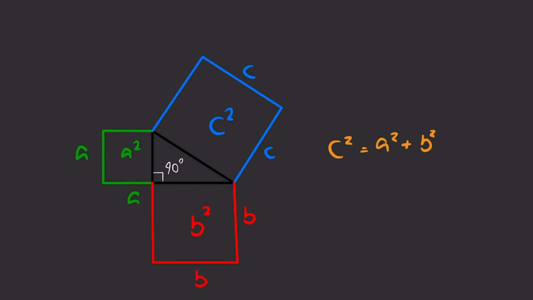So what the Pythagoras theorem is really telling us is that the surface area of the blue square is equal to the surface area of the green square plus the surface area of the red square. This is not obvious, so let's take a closer look on how it makes sense.